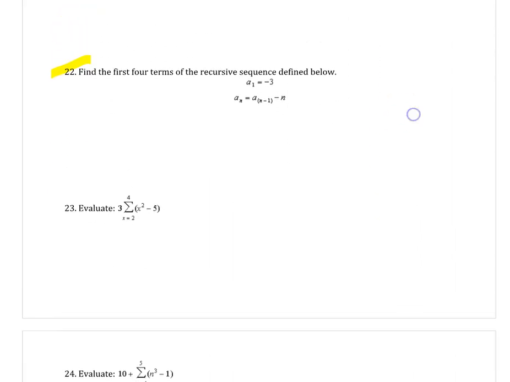All right, we're getting to the end here, guys. Keep pushing through. Find the first 4 terms of the recursive sequence defined below. Do not let the notation trip you up.